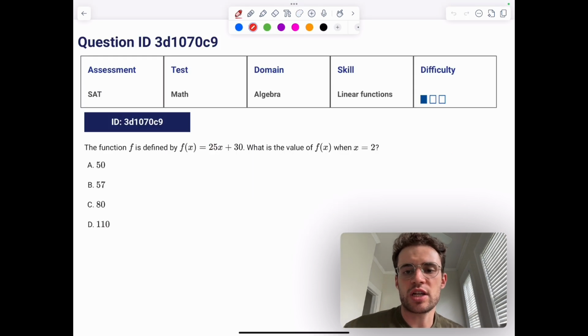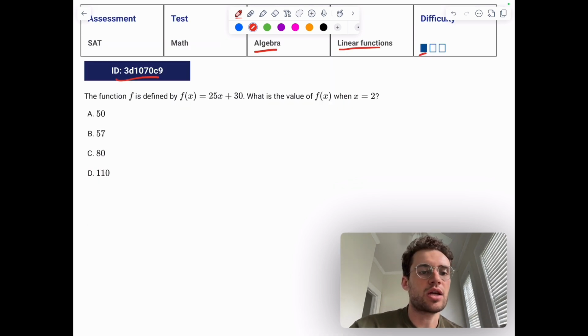You can see every question on here will have the skill listed as linear functions under the domain algebra, and all of them will be 1 out of 3 difficulty. For every question, they have a unique question ID, and you can check the video description to find the question ID along with a timestamp of the exact minute and second where the explanation starts for that question, and a brief topic summary for each question.